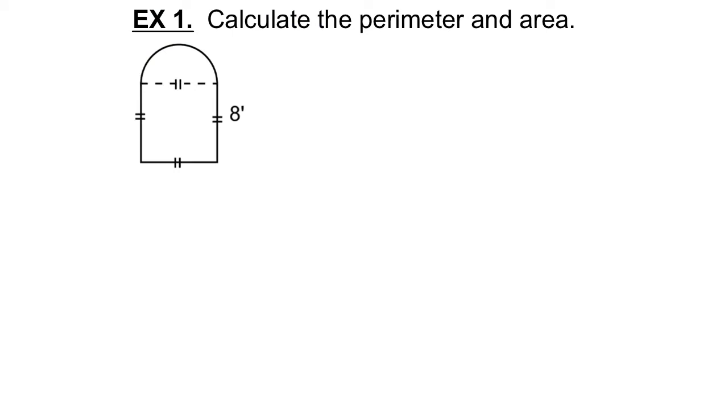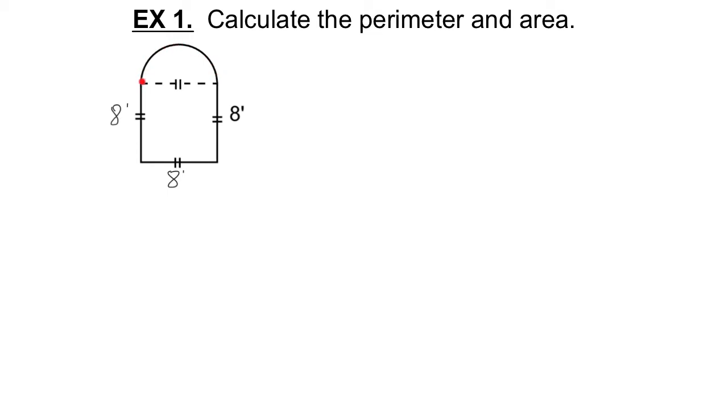So here's my first example. Calculate the perimeter and area. Here's my shape. So first, let's find the perimeter of this composite shape. These lines mean that the side lengths are all the same. So this is a square. And this up here is what we call a semicircle, or half of a circle. So I know these are all 8 feet long, but what about this curved line? That's an outside line on this shape, so it's part of the perimeter.